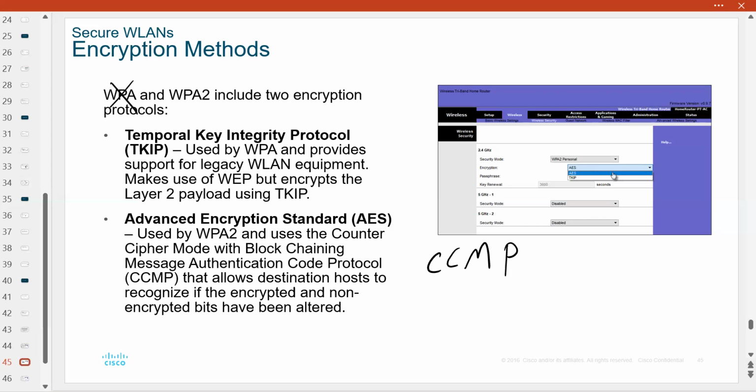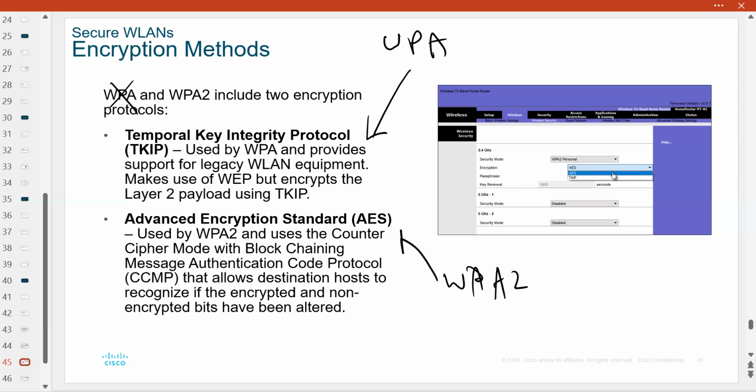Right, if we get into these encryption protocols, we can spend another hour here. But I think it's good enough to know at this point that we have two encryption protocols that are used. WPA uses TKIP, and AES is used by WPA2. WPA, we no longer use this one though. We won't even configure that one. We'll only be configuring using WPA2.